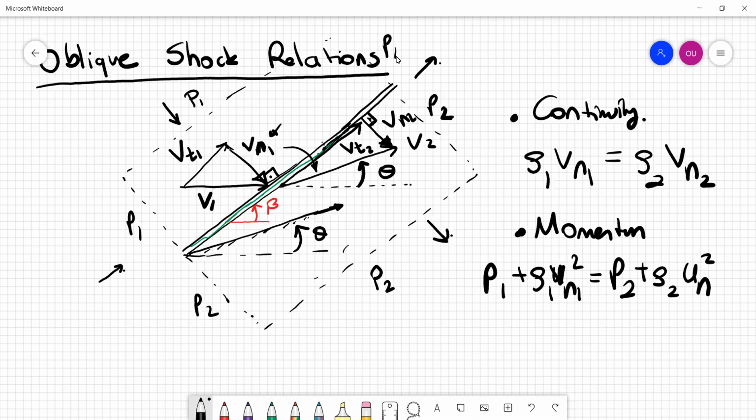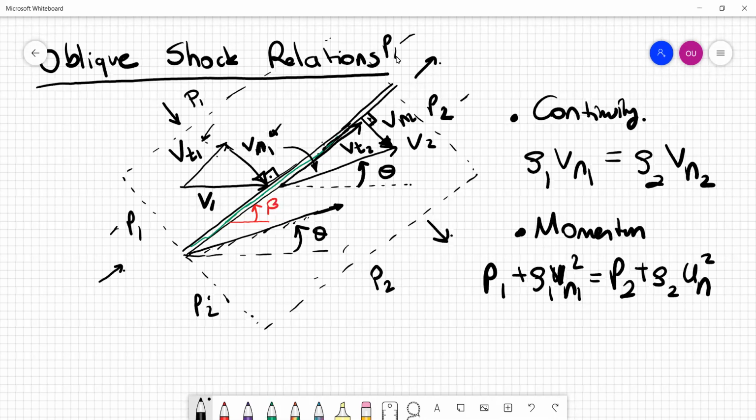In the tangential direction, since everything is happening parallel to the shock wave, the pressure forces are all balanced out. If you look here, on this surface we have P1, parallel to the shock wave we have P2, and the pressure forces are all balanced out. And in the tangential direction, there's nothing that can change, for example, the momentum of the tangential component Vt1.